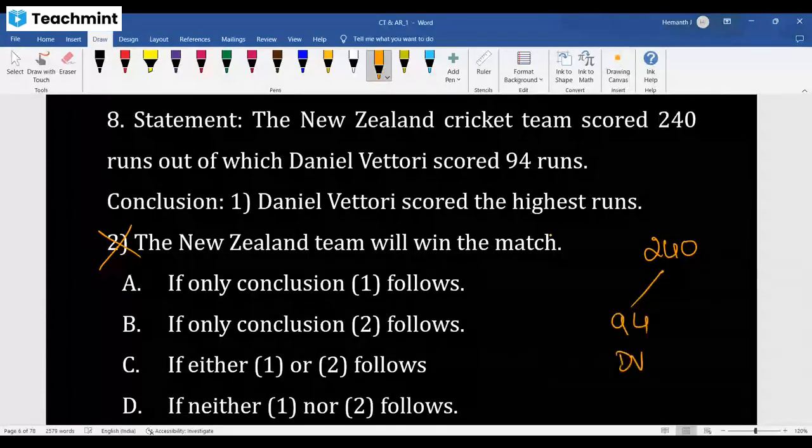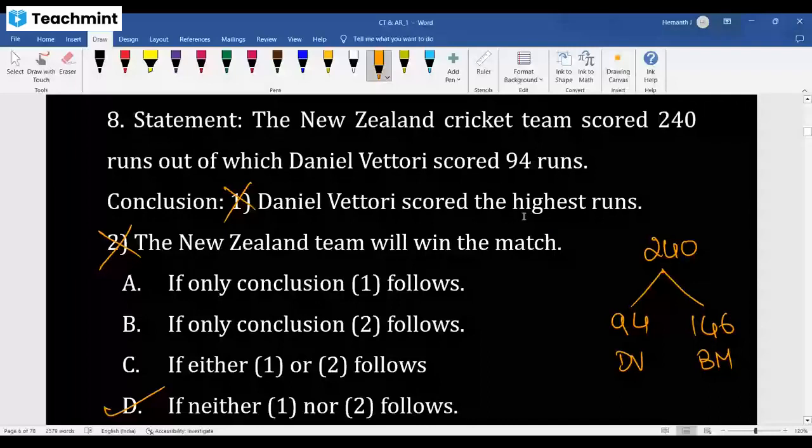Still we have around 146. Maybe some other person scored 100 runs, then that person scored highest, not Daniel Vettori. I cannot say. A conclusion means definitely true. Here it may or may not be. Maybe Daniel Vettori 94, remaining people 50-50 like that. Or Daniel Vettori 94, Brendan McCullum 146. Then it will fail, right? So a conclusion means definitely true, always true. Here it is not acceptable. D is the answer, neither one nor two.